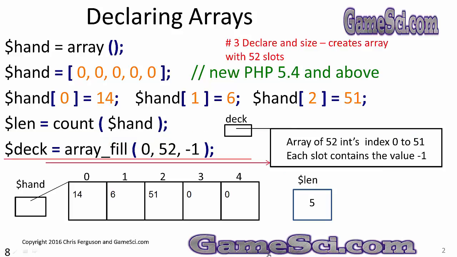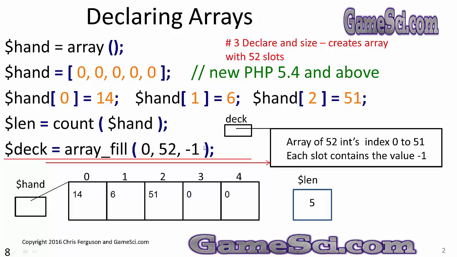Now there was a third way. You can declare and size the array. This creates an array with 52 slots, this line of code down here. Array fill is a special function in PHP that says I want to create an array and I want to fill it with data. So if you look closely at array fill, the first parameter, this 0 in the beginning, says what slot number is the first slot. So slot 0 would be the first slot of the array. The second number is how many slots we want. The 52 indicates there should be 52 total slots, which means they'll be numbered from 0 to 51.